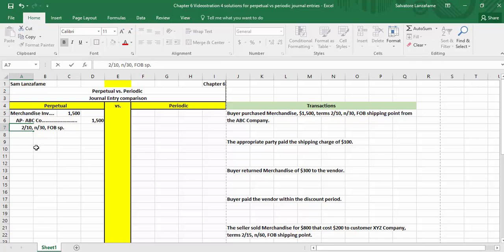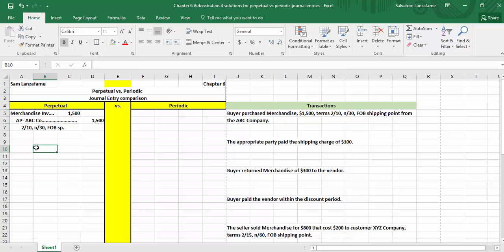So some basic things there. I could also put in there that I bought merchandise, so that may not be a bad thing to put in there as well, but we'll just stick with this. Okay, so notice how merchandise inventory is involved in this transaction. Every single transaction I show you here will involve merchandise inventory. So let's jump to the next transaction.